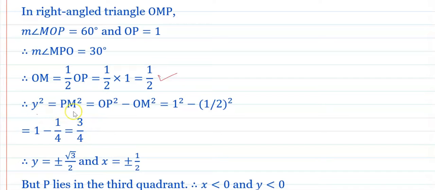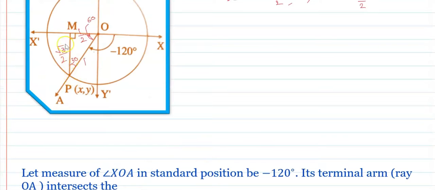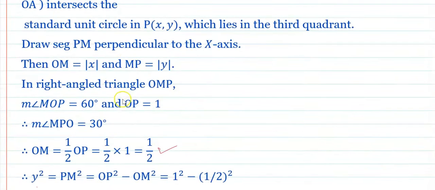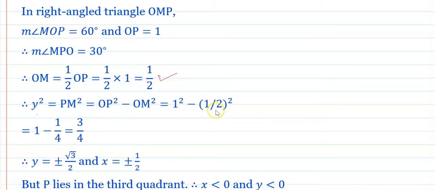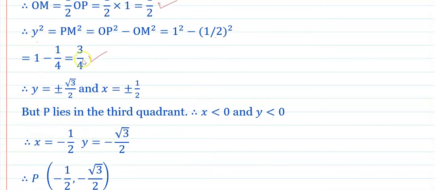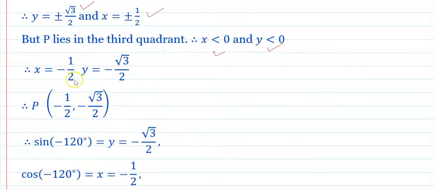Now next, y square is equal to PM square. Here we can apply Pythagoras or we can use the 30, 60, 90 triangle. That is, y square is equal to OP square minus MO square. Means what? 1 square minus 1 by 2 bracket square. That is 1 minus 1 by 4 is equal to 3 by 4. Therefore, y square is equal to 3 by 4. Taking the square root, you will get plus or minus root 3 by 2, and x is plus or minus 1 upon 2. The point lies in the third quadrant. x is negative, y is negative. Therefore, x is equal to minus 1 upon 2, y is equal to minus root 3 by 2.